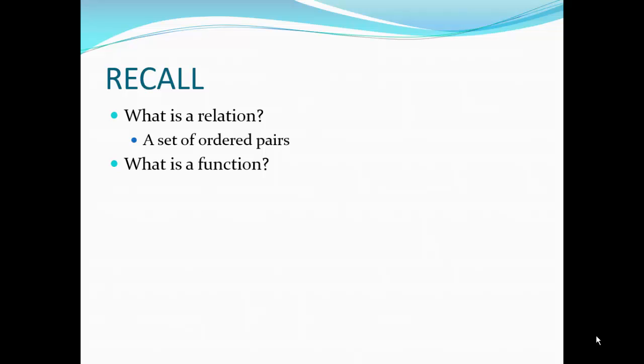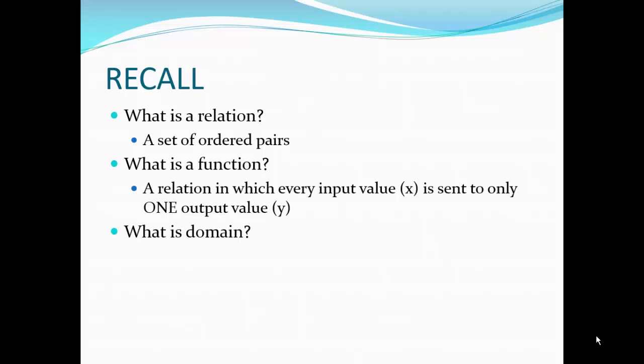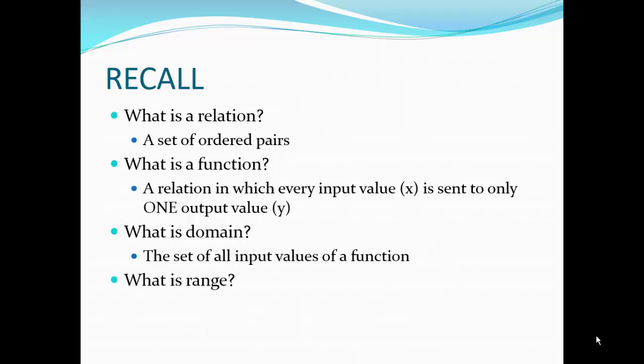What is a function? Again, pause the video, and then when you're ready to hear the answer, play it again. So a function is a special type of relation, and it's one in which every input value, also known as the x-coordinate, is sent to only one output value, which is the y-coordinate. All right, next question, what does domain mean? Domain is the set of all input values of a function. It's just all your x-coordinates that you're going to use in your function.